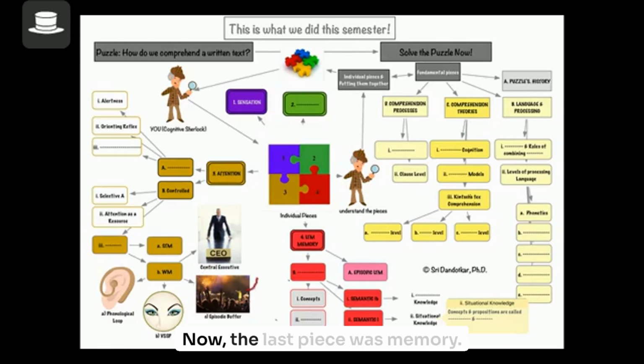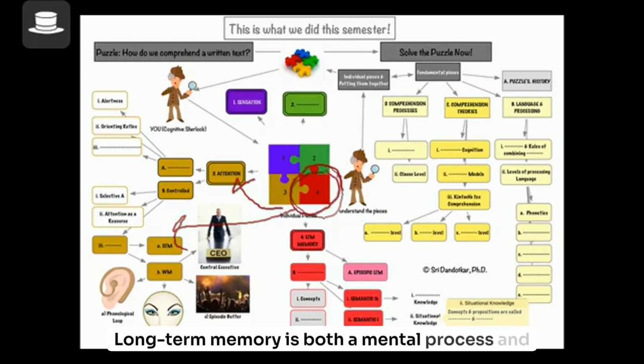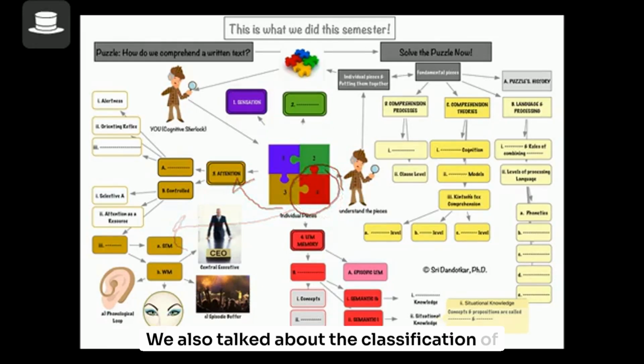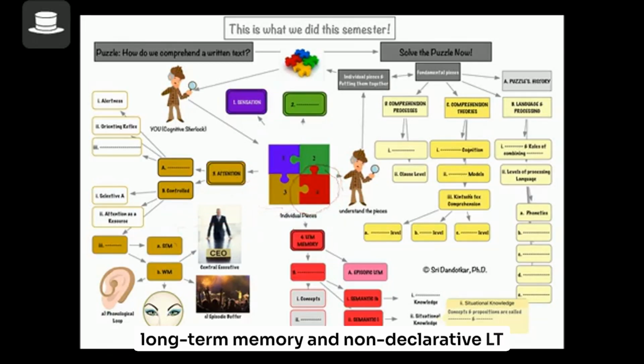Now, the last piece was memory. When we say short-term memory, it is more than memory, right? That's why we put that in attention. So memory specifically, we are referring to long-term memory. Long-term memory is both a mental process and a storage system. We also talked about the classification of long-term memory, if you remember: declarative long-term memory and non-declarative long-term memory. The non-declarative is the memory for how. The declarative memory is about memory for what. Based on the content, it is further divided into episodic memory and semantic memory.